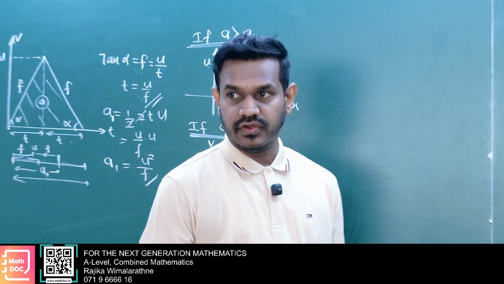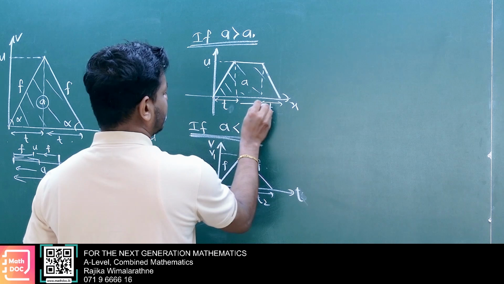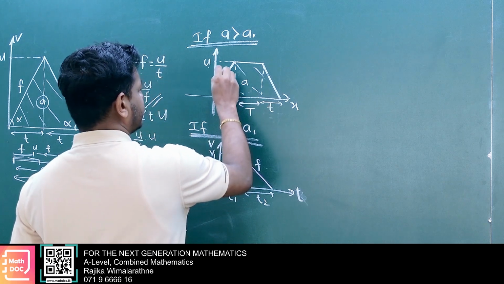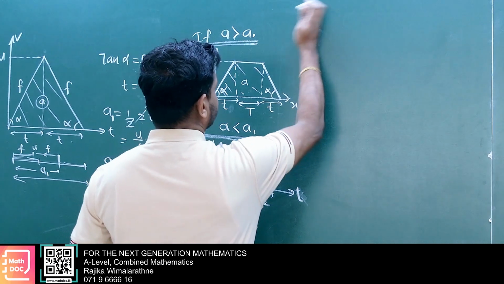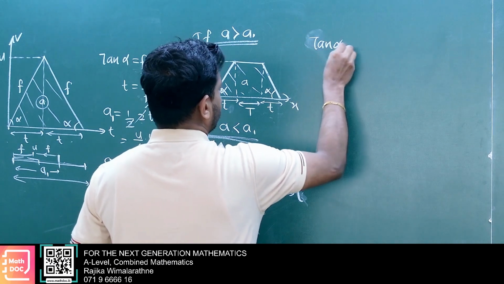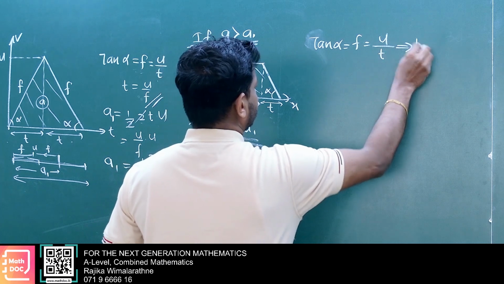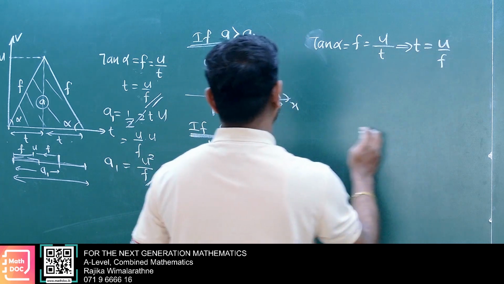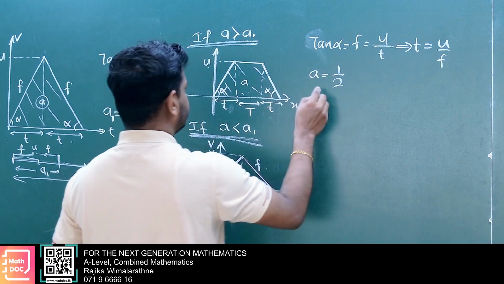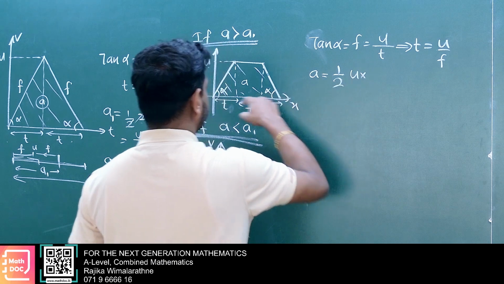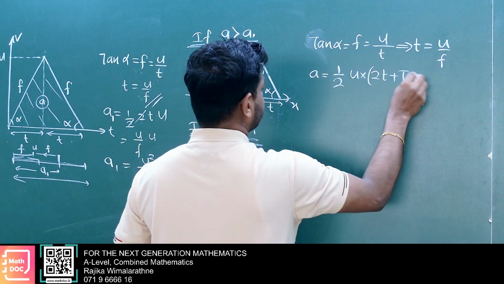You think that you know a and f, then here take capital T. Then here tan alpha is f, u over t, then t is u over f. Then the full displacement a is half into u into the total time, 2t plus capital T plus again capital T.